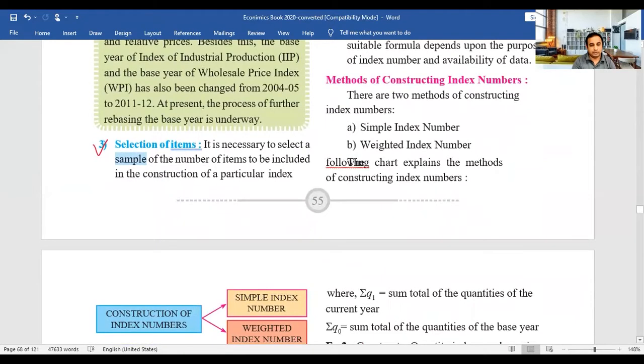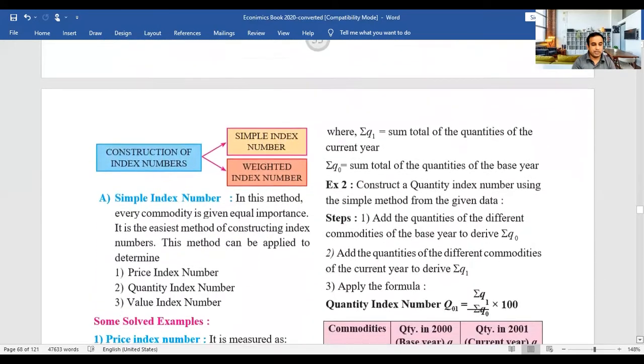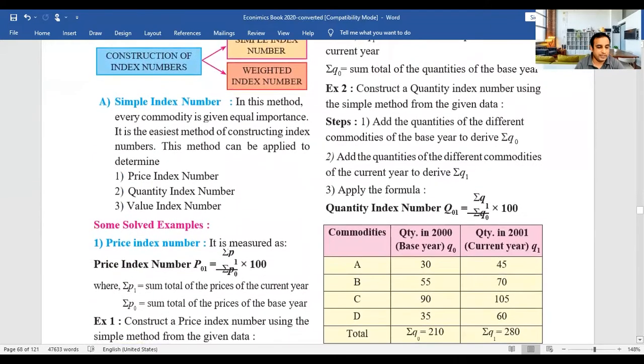Now, having understood the steps in construction of index numbers, there are several methods for constructing index number. First is simple index number and the other is weighted index number. So in simple index number, we have three subtypes like price index number, quantity index number, and value index number.